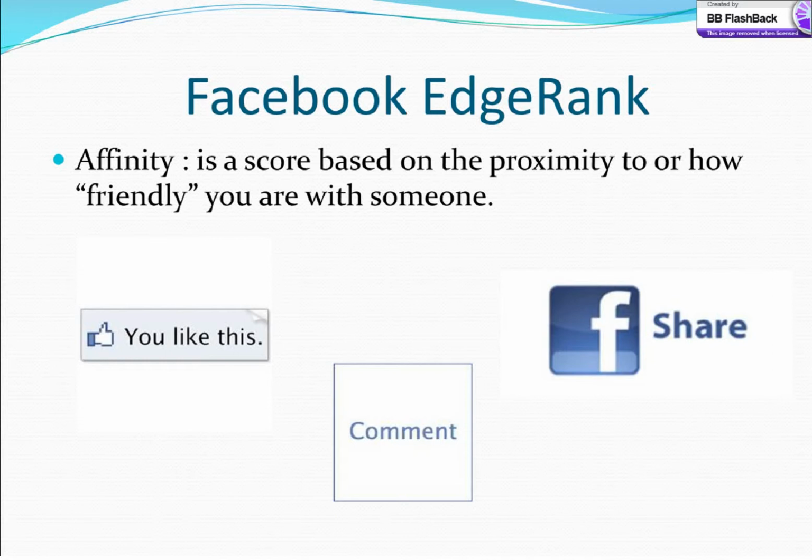The first one is affinity. And affinity is a score based on the proximity to or how friendly you are with someone. So pretty much what happens is when you interact with a certain person more times than everyone else, Facebook says, this person's important to you. This business page is important to you. When they post things, we're going to show this more so than the people that you never comment to, you never visit their page, you never share any of their stuff. So they're saying that this person is more relevant to you, so we're going to show them more often.